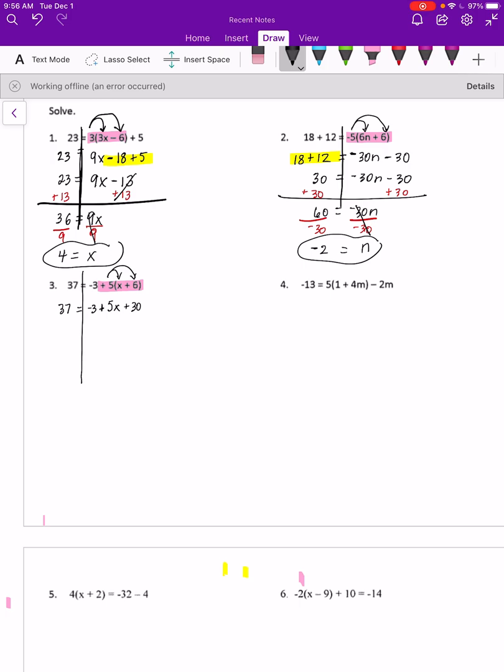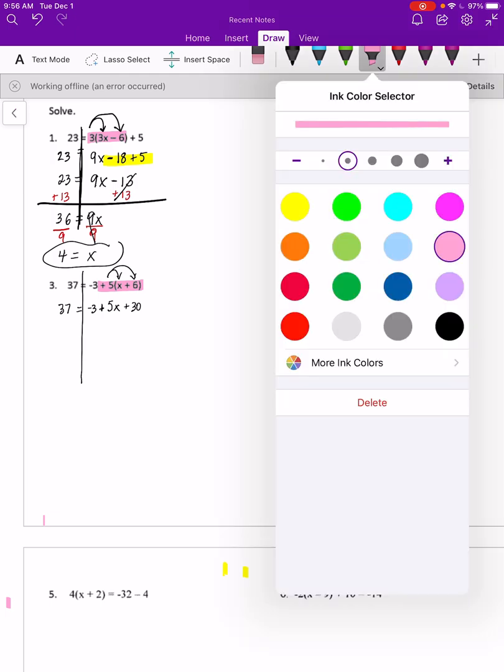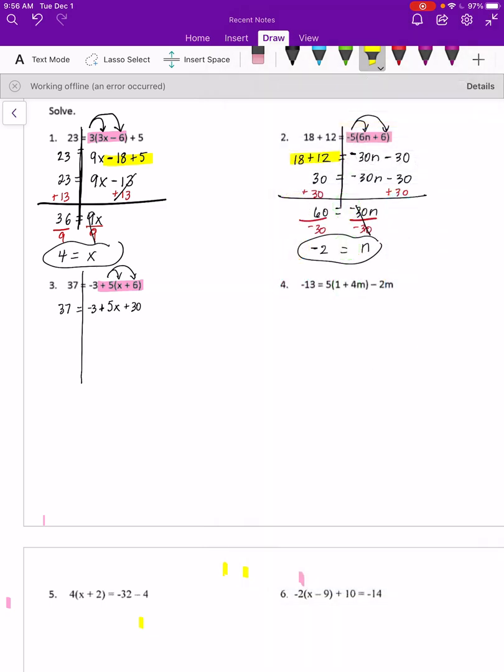I just didn't write the positive sign to begin with. And now I'm looking for collecting like terms. So 37's by itself, so I think we're okay there. But here I have a -3 and I have a positive 30. I can combine those things. I can collect like terms and put them together.